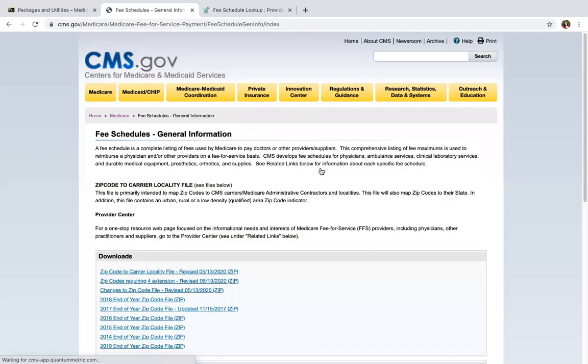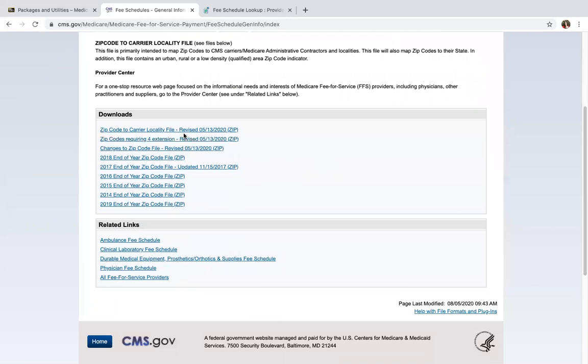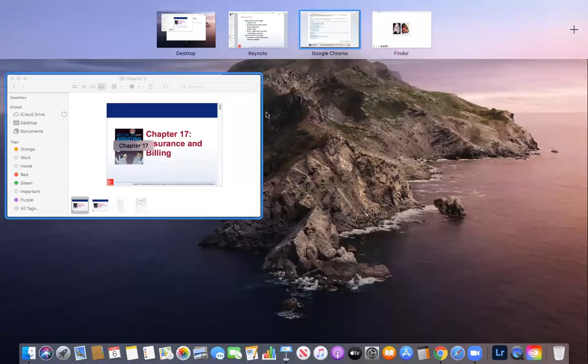Here's the fee schedules. This is just general information on the fee schedules based on zip codes, or here is the end of year for 2019. This is a zip file, which means it's very large, so we're not going to open that, but feel free to glance around in this website. It's really informative.